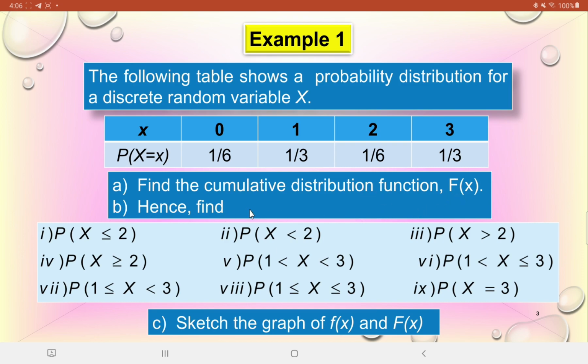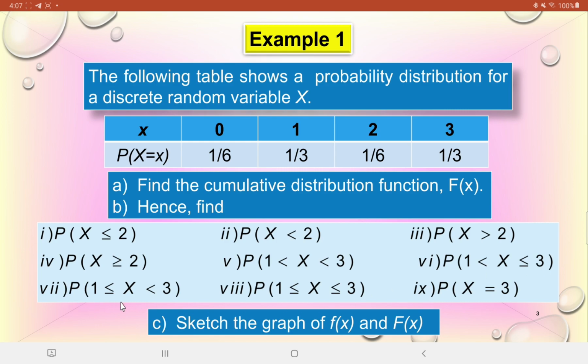B. Hence, find: 1. P(X less than or equal to 2). 2. P(X less than 2). 3. P(X more than 2). 4. P(X more than or equal to 5). 5. P(X more than 1 and less than 3). 6. P(X more than 1 and less than or equal to 3).